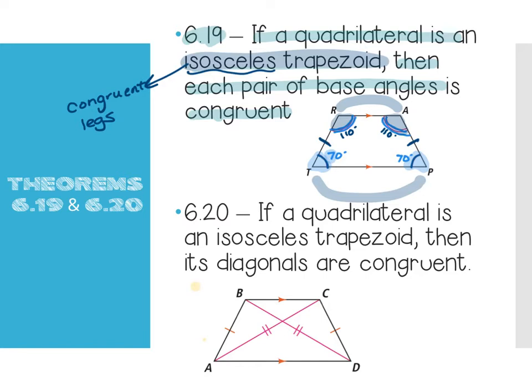Theorem 6-20, again, number not important, but what it says is if a quadrilateral is an isosceles trapezoid, then the diagonals are congruent. So when I connect these opposite angles, these lines formed would be congruent, only if this is an isosceles trapezoid. So these two have to be marked as congruent. If that's the case, then I would know that BD would be equal to AC.